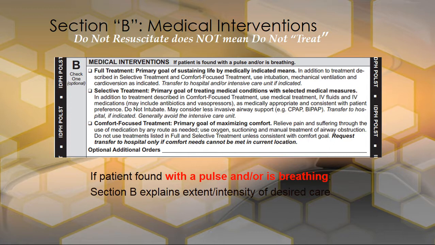So full treatment is the easiest. We want to stabilize them. We'll utilize every tool in our arsenal that is appropriate for our scope of practice and for our protocol. The selective treatment box, the primary goal of treating medical conditions with selected medical measures. We can use IV fluids, IV medications, and this can include antibiotics and vasopressors such as dopamine for our paramedics, as they're medically appropriate and consistent with patient preference.